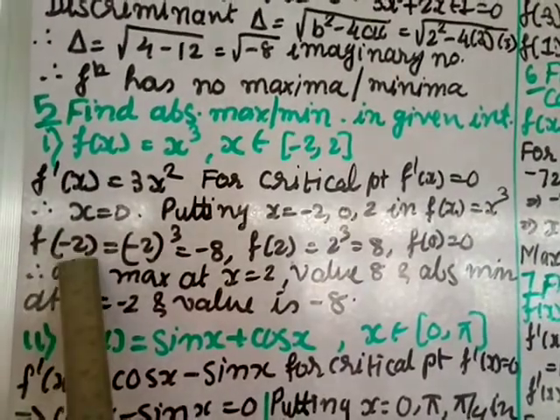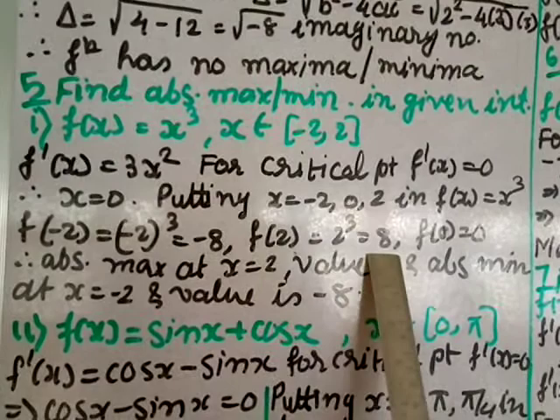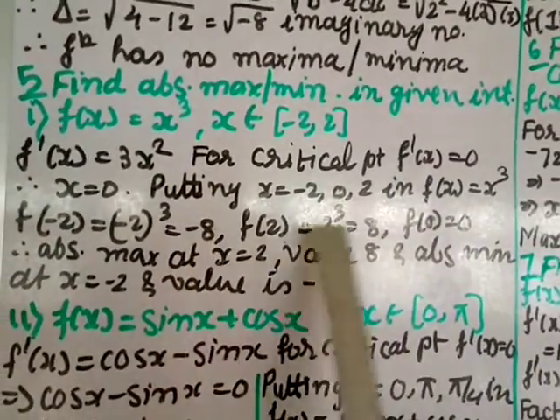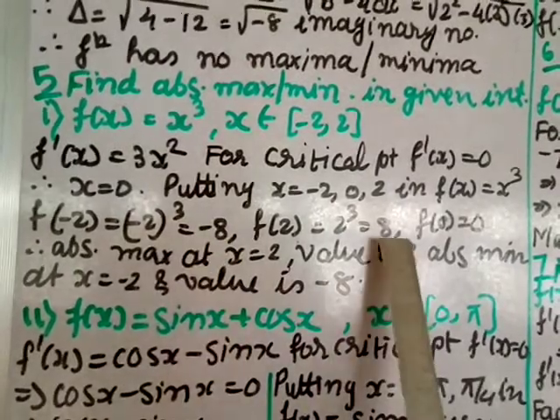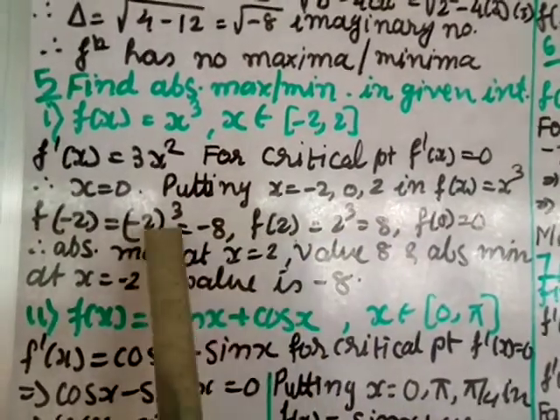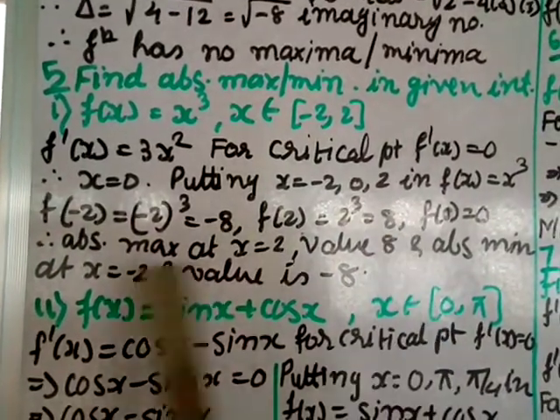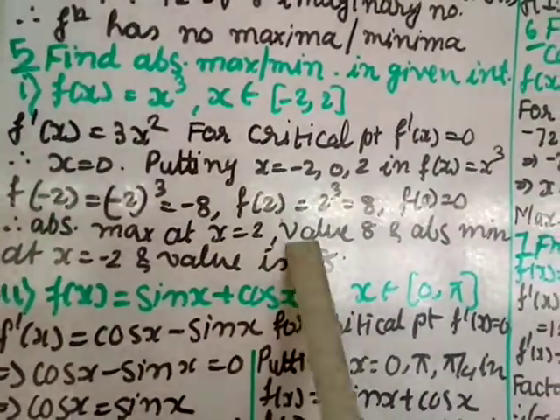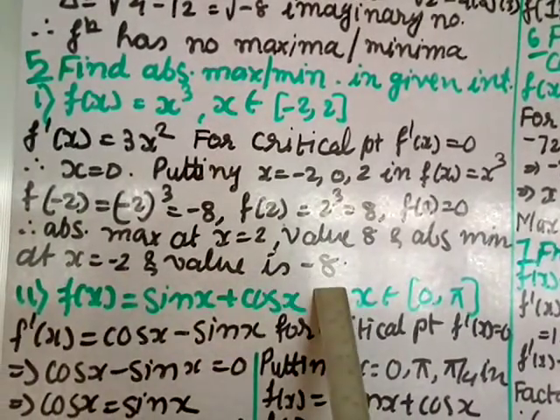So you put f of minus 2 first. Minus 2 cube is minus 8. Then put 2, so 2 cube is 8. Then put 0, so 0. Among these I can see that this is the highest and this is the lowest. That means the absolute maximum is at 2 and the absolute minimum is at minus 2. This is minus 8 and this is 8. Absolute maximum at x equal to 2, value is 8, and absolute minimum at x equal to minus 2, value is minus 8.